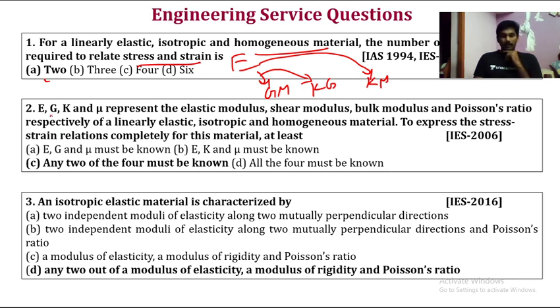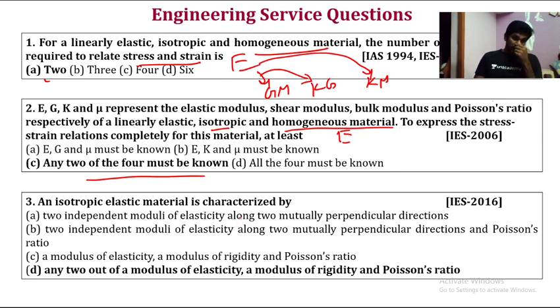Coming to the second question, which is also similar to the first question. Both are very similar questions. E, G, K, and mu represent the elastic modulus, shear modulus, bulk modulus, and Poisson's ratio, respectively. It is a linearly elastic, isotropic and homogeneous material. Please understand this point. To express the stress strain relationship for this material, at least any two of the four constants must be known. That is what I'm trying to say.